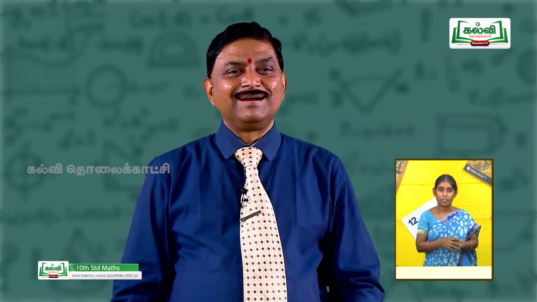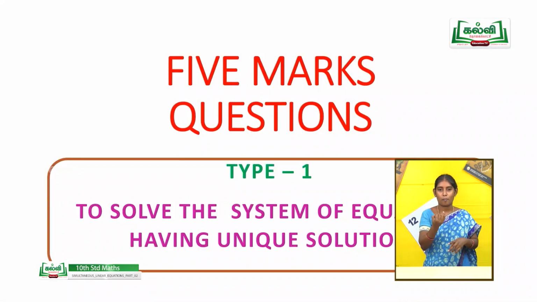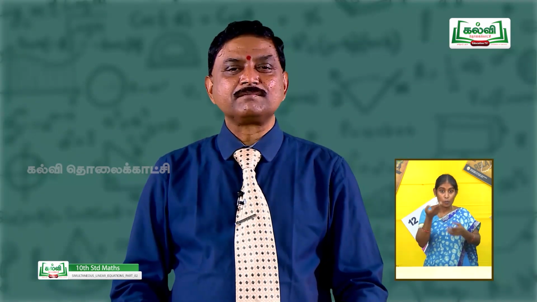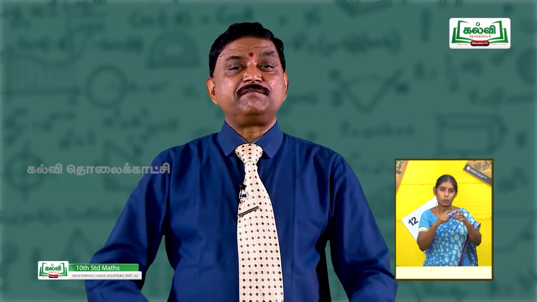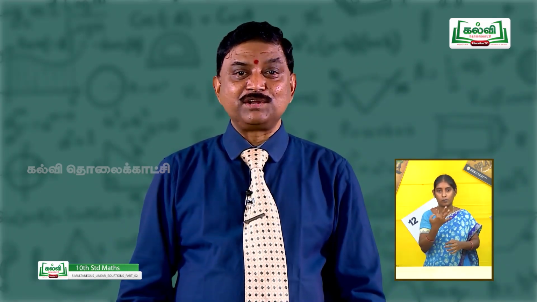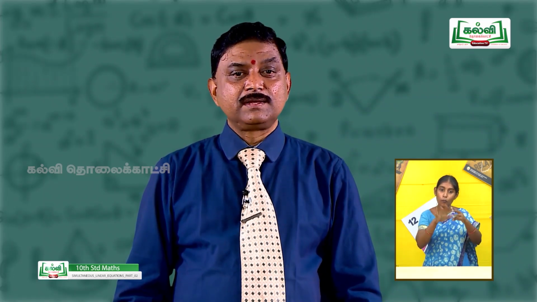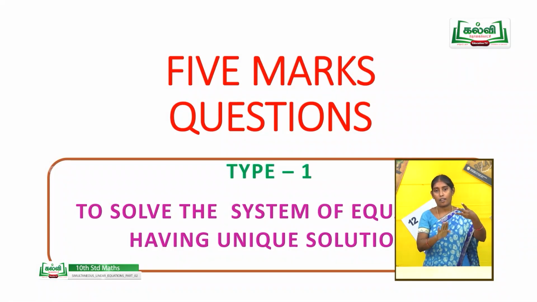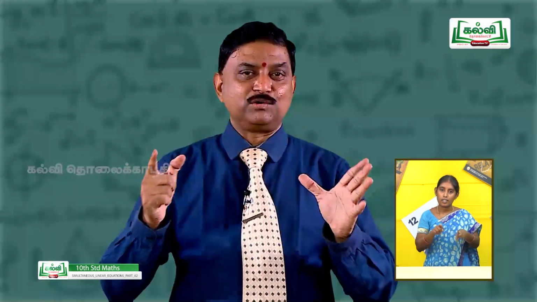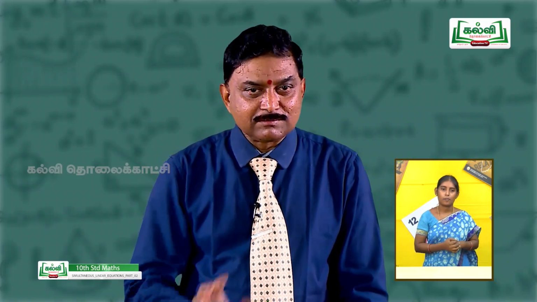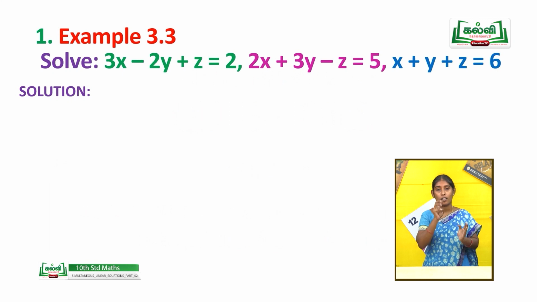That's all. Let's see the next one, the 5-mark question. Let's start. We have only 2 marks in the previous topic. In all the 5-mark questions, you will see a system of 3 equations with 3 variables. In that, let's go for type 1. What's type 1? To solve the system of equations having a unique solution. You are going to see problems regarding unique solutions only. Let's see now the first question from example 3.3 in the textbook.